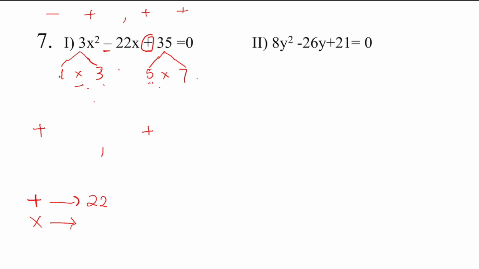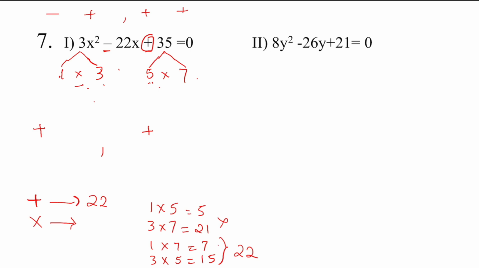So next we can see 1 into 5 and 3 into 7. 1 into 5 is 5, 3 into 7 is 21. So 21 plus 5 is 26, not 22. So this also is not working. Next, 1 into 7 we will see. 1 into 7 is 7 and 3 into 5 is 15. And 15 and 7, when you add you are getting 22. Yes. So these are our roots, 7 and 15.